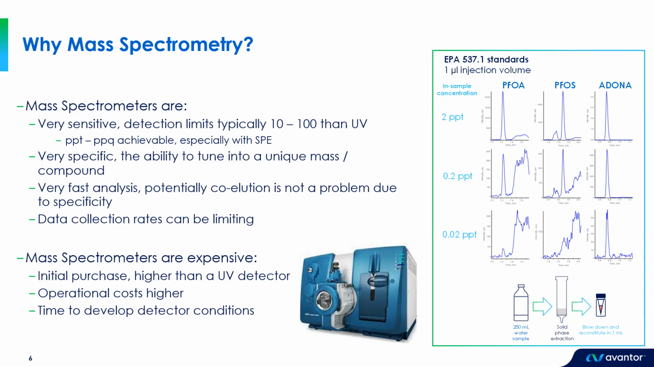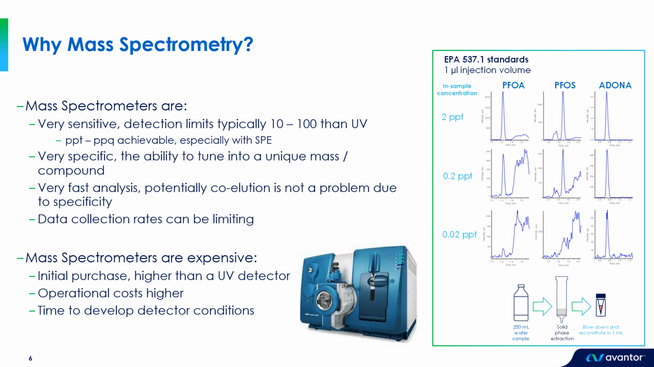Mass spectrometers are also very specific. We have the ability to tune into unique masses and target compounds, and it provides a very rapid means of analysis, although data collection rates can potentially be limiting for complex analyses where we are looking to monitor a large number of MRM transitions. Often coelution is not so much of an issue due to the specificity of the mass spectrometer, although we do of course have to be wary of isobaric interferences and the potential for ion suppression that can occur due to other species or matrix components coeluting with our target analytes.